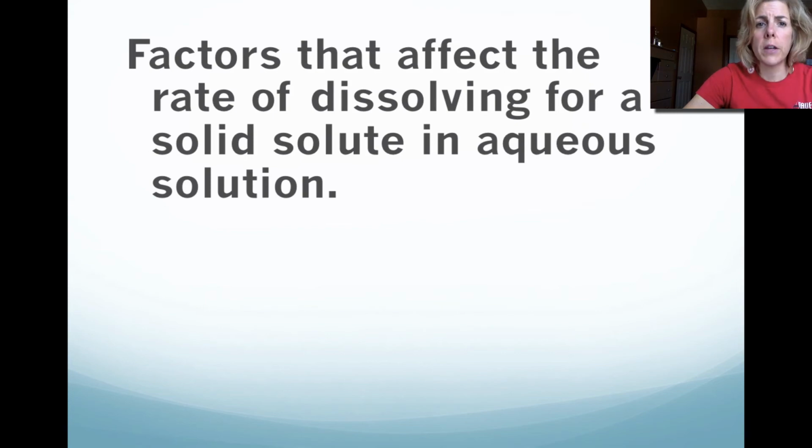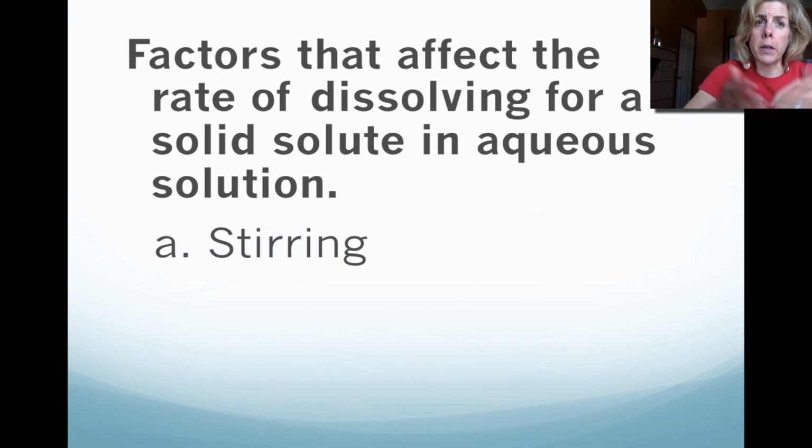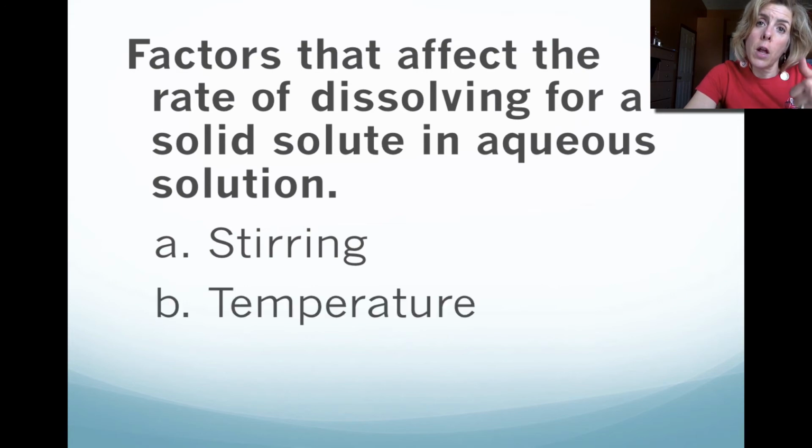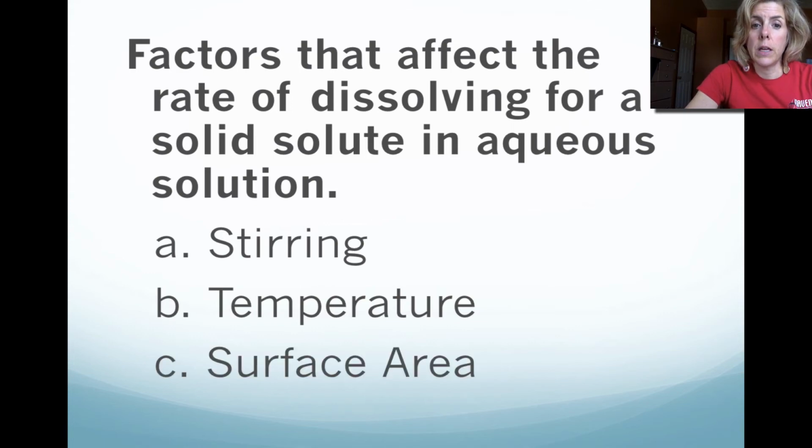Okay, so factors that affect the rate of dissolving for a solid. You need stirring. You're probably going to notice in the lab that if you don't stir properly and you just let things sit at the bottom of the solution, you will not get the dissolving that you need. Temperature. The more you raise the temperature of a solvent, the more readily the solute will dissolve. And then lastly, surface area. If you keep solute clumped up like the sugar cube, it's going to take longer for the solute to dissolve.